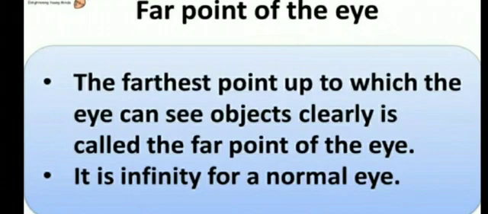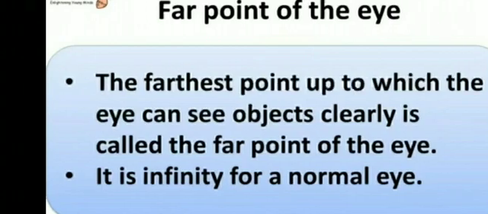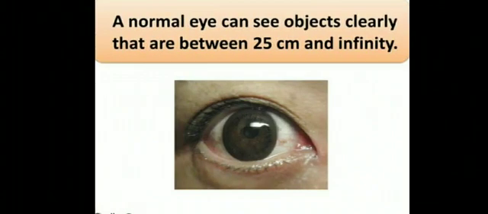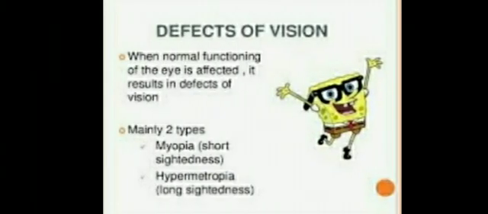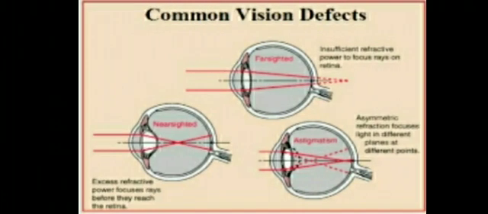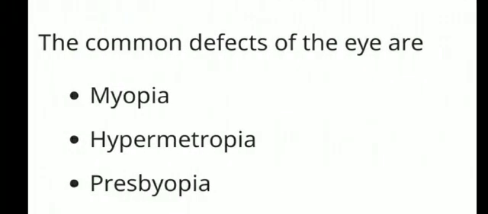While infinity is its far point, it is the maximum distance up to which an eye can see objects clearly. But students, due to certain abnormalities, an eye is unable to see objects over a wide range of areas. Such an eye suffers from eye defects. So today we will discuss three common types of defects of vision, that is myopia, hypermetropia and presbyopia.